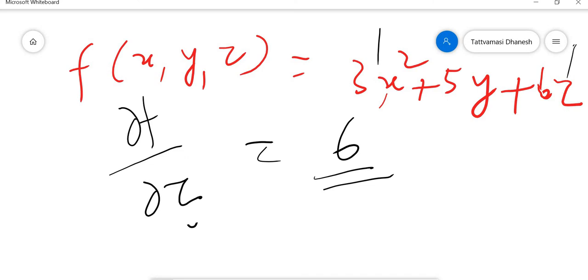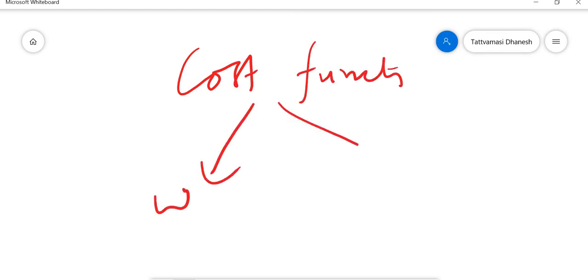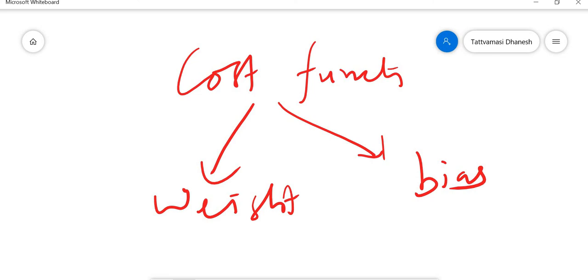So this is the concept of partial differentiation. When a function depends on multiple variables, you go for partial differentiation. You might have seen the same thing in the cost function when discussing artificial neural networks, convolutional neural networks, recurrent neural networks, or LSTMs. Everywhere we use weight and bias. This cost function again depends on two variables, weight and bias.